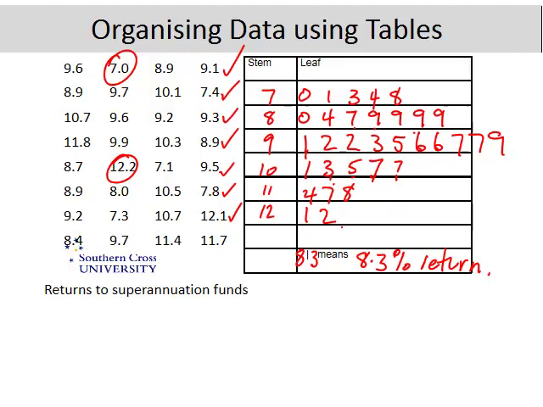Okay, so that's organised the data. The beauty with a stem and leaf is that the original values are retained, and that's really positive, and the way that we've ordered each of the leaves, the data is now ordered. We have the lowest value sitting up here, and we have the highest value sitting here. So that's a stem and leaf chart.